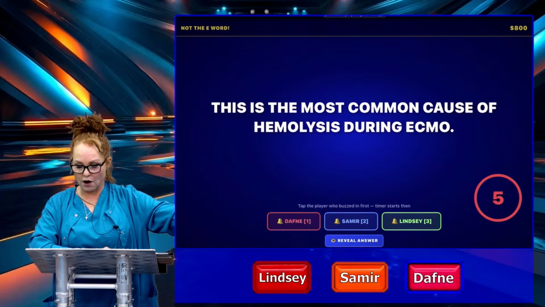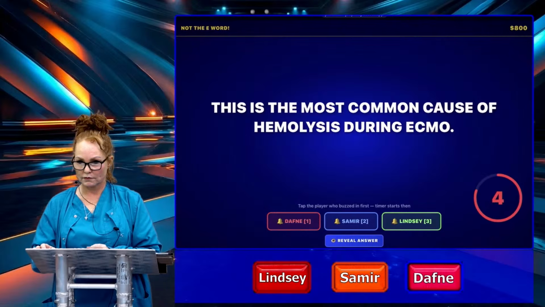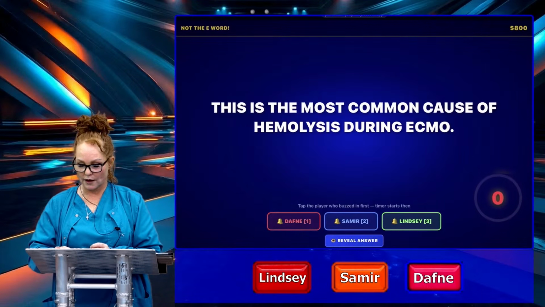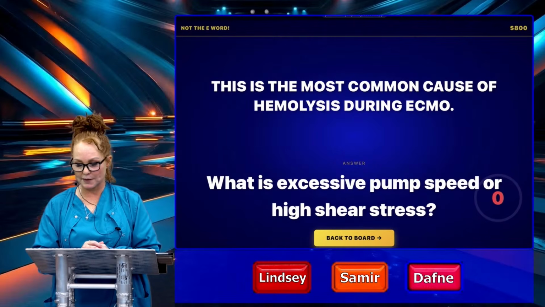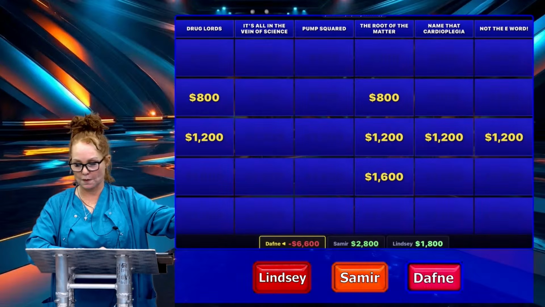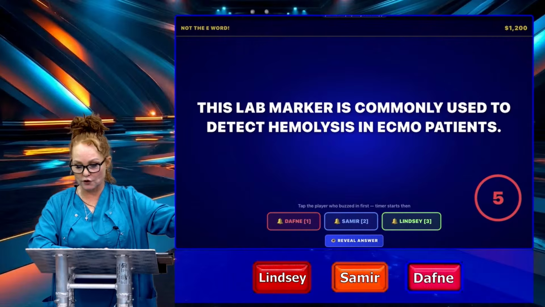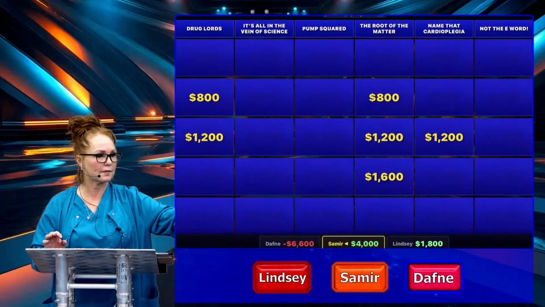This is the most common cause of hemolysis during ECMO. The correct answer is excessive pump speed or high shear stress. Okay, Daphne, you still have control. Let's do not the E word for 1200. This lab marker is commonly used to detect hemolysis in ECMO patients. Samir, what is plasma-free hemoglobin? That is correct. Good job.